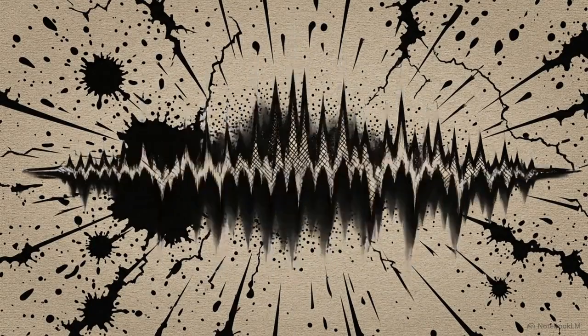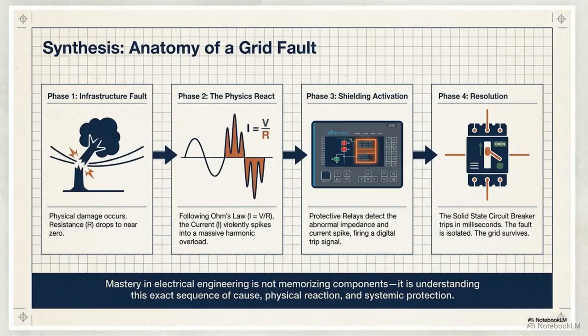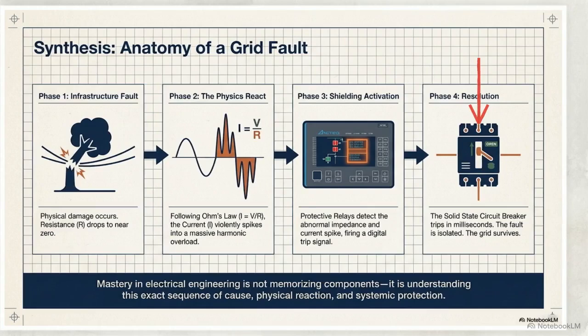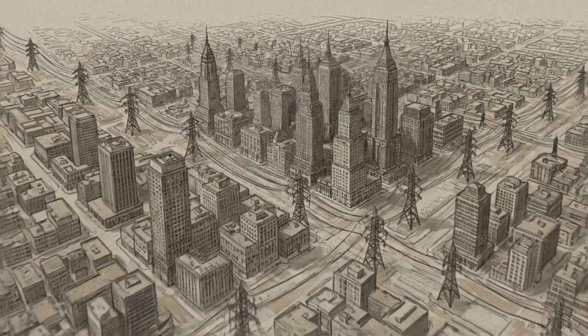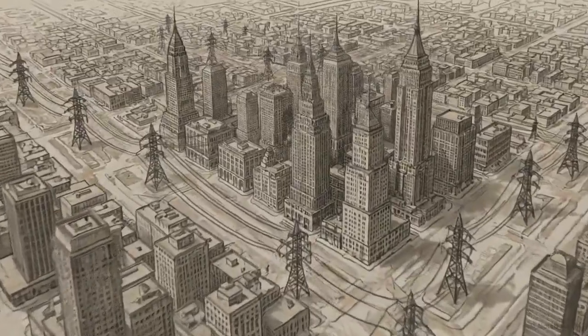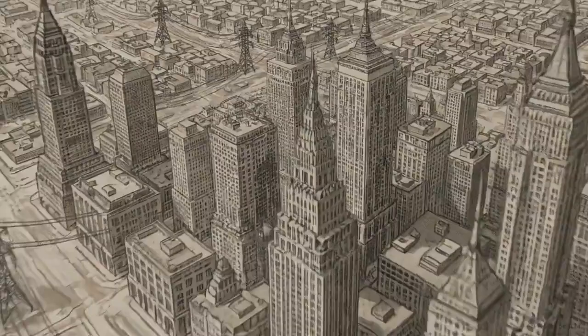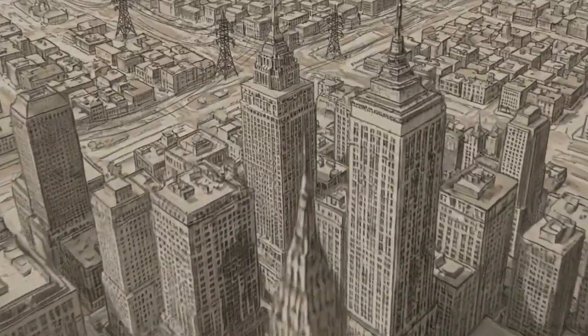In Phase 3, the shielding pillar detects the mathematical irregularity. Protective relays read the abnormal impedance and fire a digital trip signal. In Phase 4, the solid-state circuit breaker receives the signal and trips in milliseconds, isolating the fault. The system survives. Mastery in electrical engineering requires understanding this exact unified sequence of physical cause, mathematical reaction, and automated protection orchestrating the modern world.